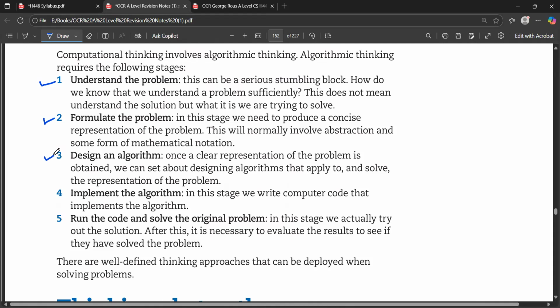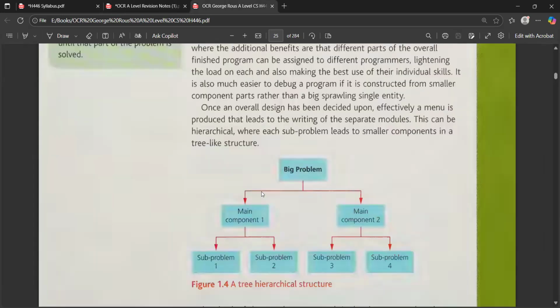Then we need to design the algorithm. Once a clear representation of the problem is obtained, we can work on designing that. And then we need to implement the algorithm, run the code and solve the original problem. So the first point in computational thinking is that you need to understand the problem. The second is that you need to formulate the problem. The third is that you need to design an algorithm, implement the algorithm, and then run the code and execute it to check whether it is working properly or not.